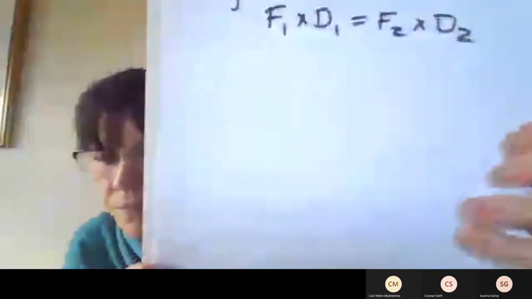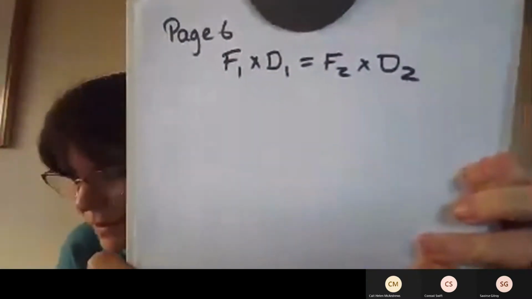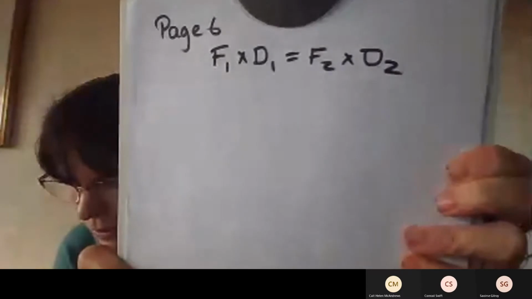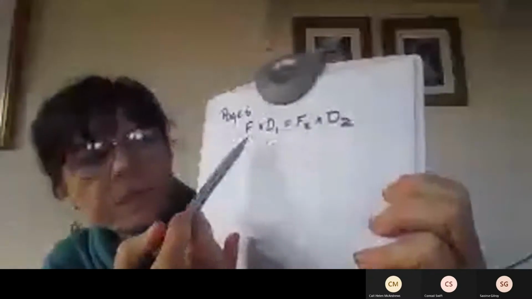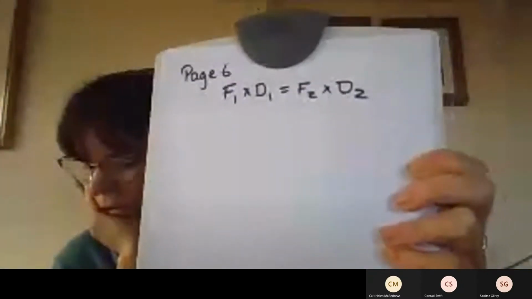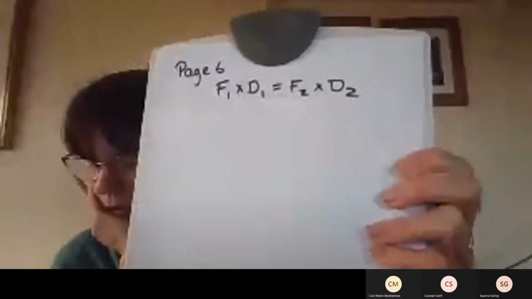So I'm writing F1 times D1 equals F2 times D2. Now go on ahead and see, can you fill in the next line? Can you substitute in the correct values? Make sure you're doing it on the left here and on the right there. On the left is your anti-clockwise moments and on the right is your clockwise moments. So we're substituting in what we have.